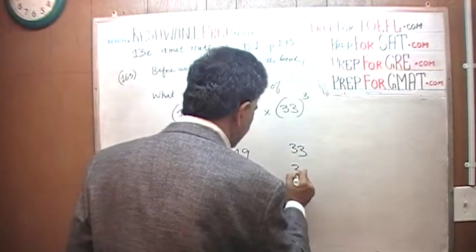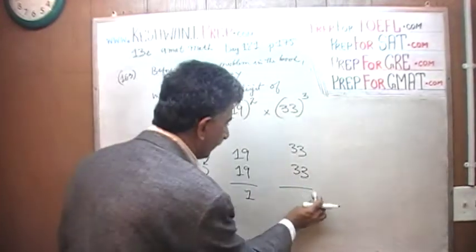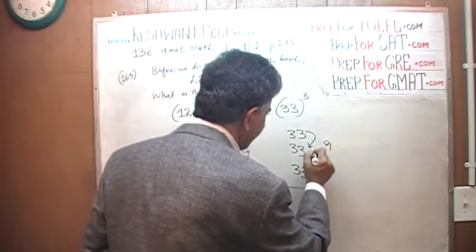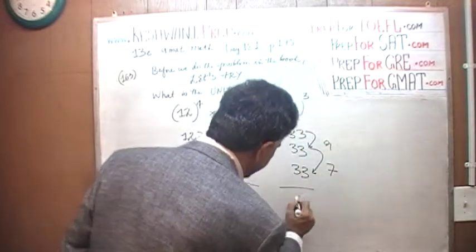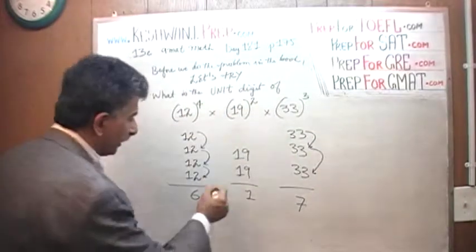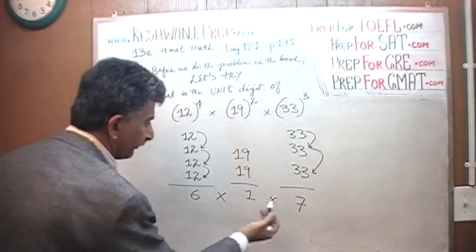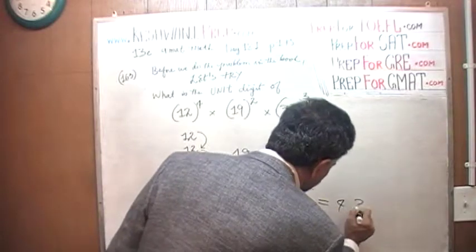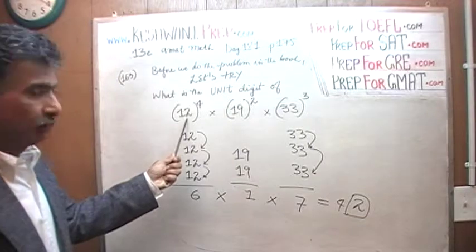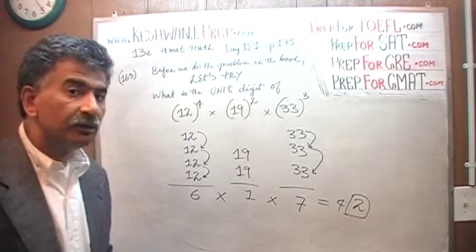Let's do one more. 33 squared, similarly, should end in a 9. Oh, it's not a square, it's a cube, sorry. It's a cube. So 33 times 33 will end in a 9, and 9 times 3 is 27, so it will end in a 7. Voila. And therefore, when we take their product, the unit digit is simply going to be the product of 6 times 1 times 7, which is 42, and therefore it ends in a 2. Question was, what's the unit digit of 12 raised to 4 times 19 squared times 33 cubed. The answer is, the unit digit is 2.